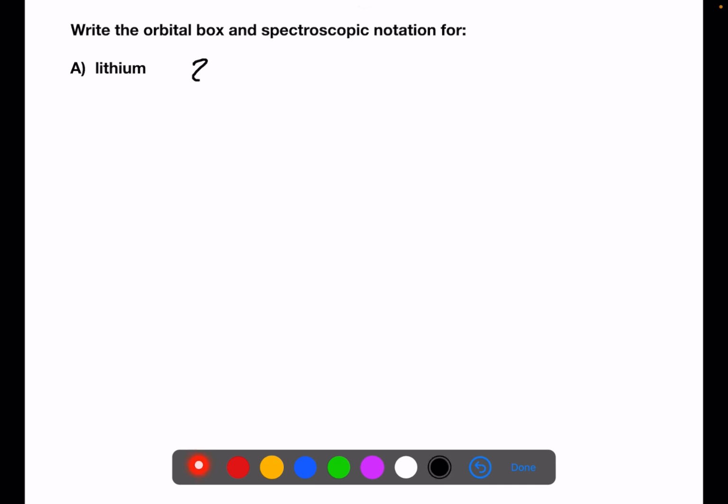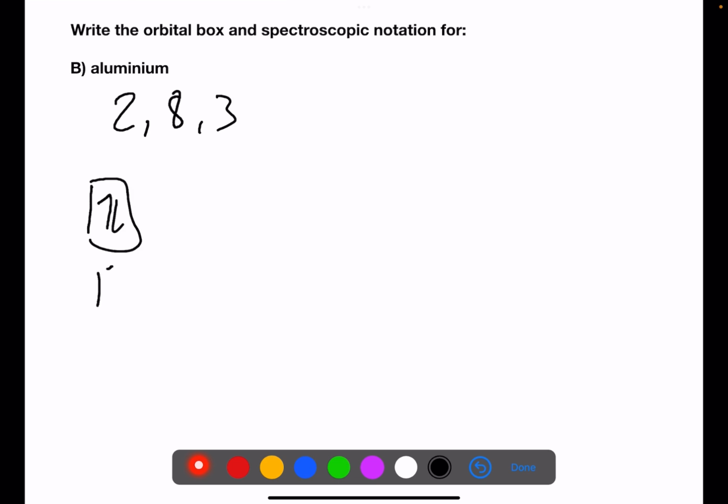So lithium has 2, 1. So we're going to have 1s2 and 2s1. Aluminium is 2, 8, 3.